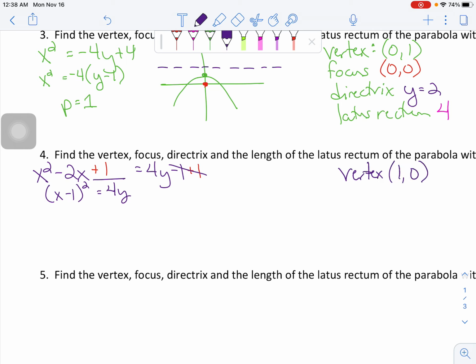And the vertex here is going to be (1, 0). It's what's attached to x here, which is negative 1, but flip its sign. And then what's added to y? Well, there's nothing added to y, so it's 0.